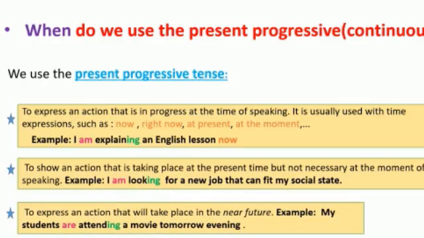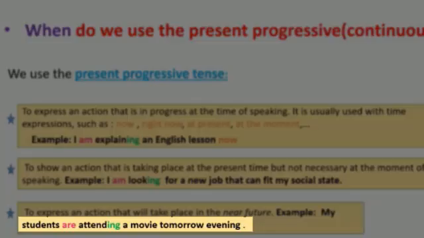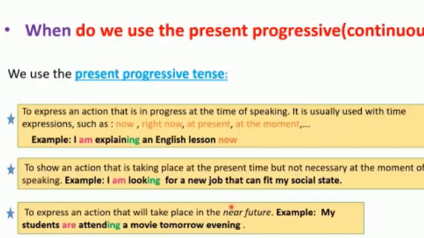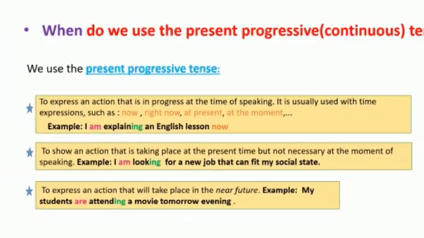Another use for the present progressive tense is to show the near future, to express an action that will take place in the near future. For example, my students are attending a movie tomorrow. Okay, so this expresses, somehow, the near future.